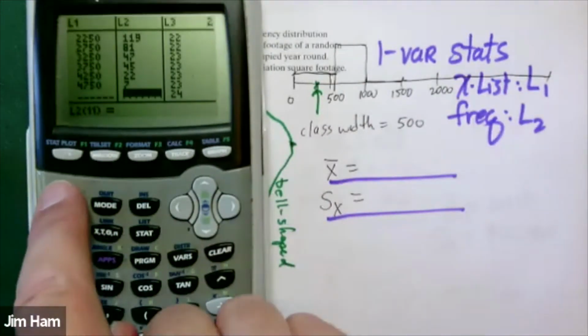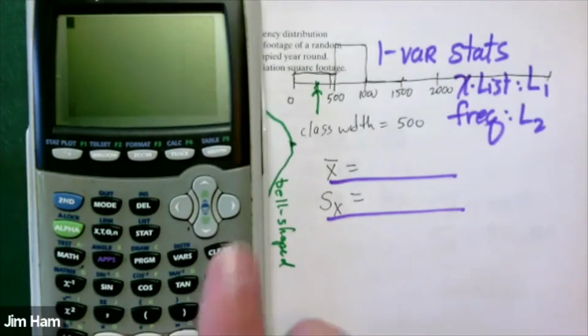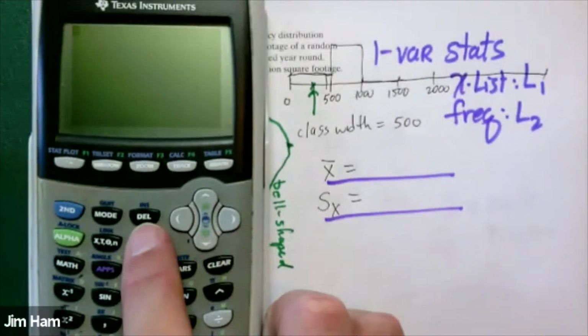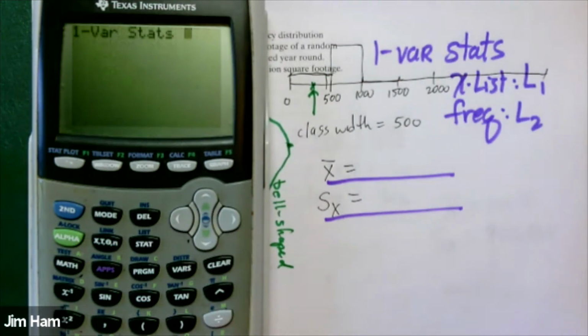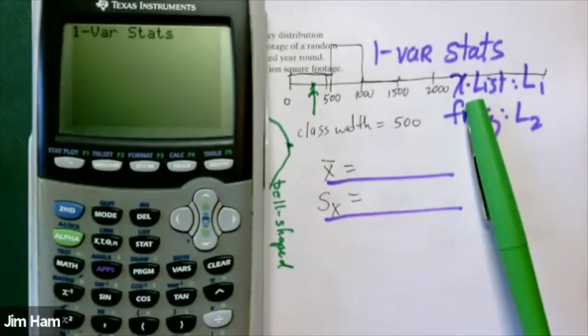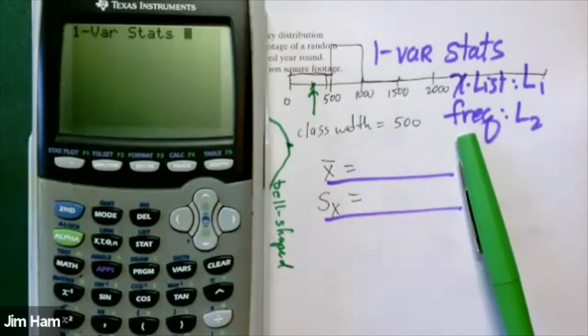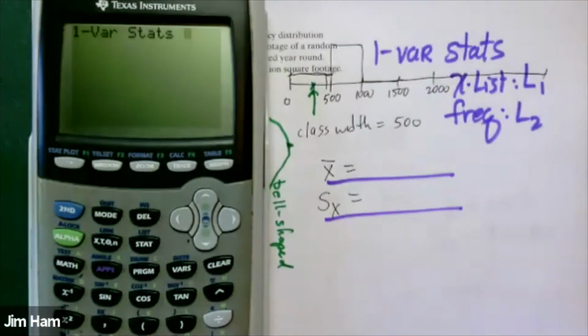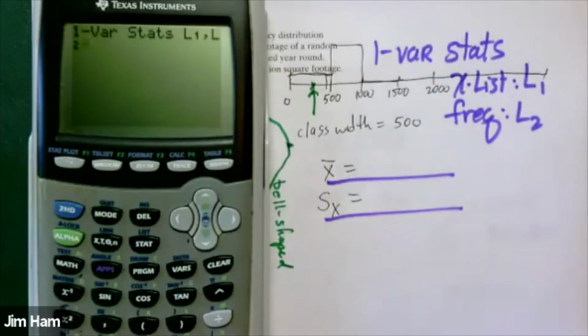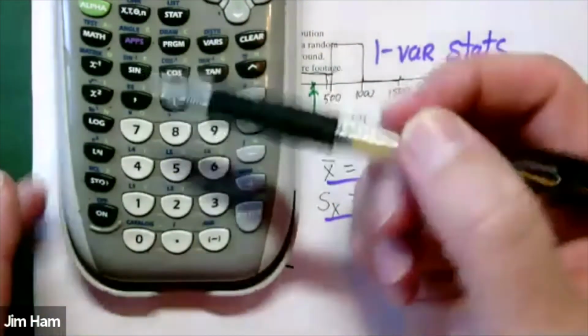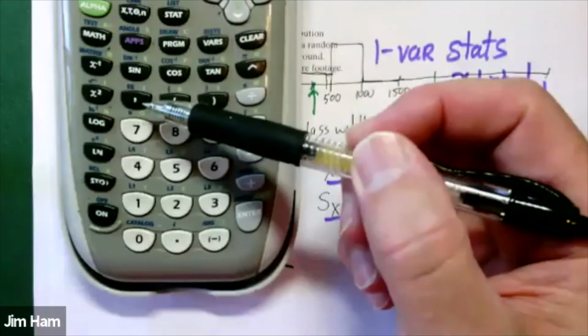So I'm going to quit, go back to the home screen, type in stat, go over one menu, calculate, select the one variable statistics. Now in my calculator, I don't have the menu, but if you have the menu, you want X list to be L1, and you want the frequency list to be L2. What I type in is L1 comma L2, like this. And if you have an old calculator like mine, the comma that you use is right here above the number 7.